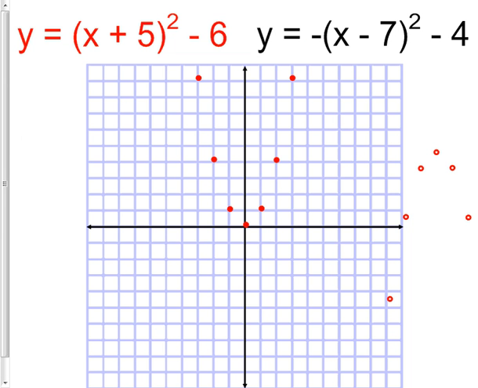Okay, let's look at 2 other ones. Here's 2, and this time I'm going to do it by looking at their pictures. Do you get how this red one here is a parabola that's moved 5 to the left and down 6? 5 to the left, 1, 2, 3, 4, 5, and down 6. 1, 2, 3, 4, 5, 6.